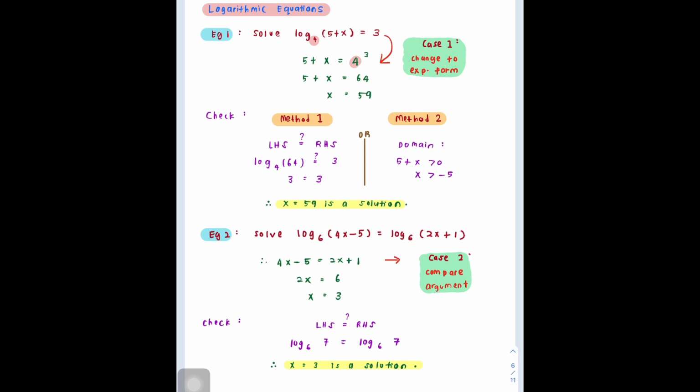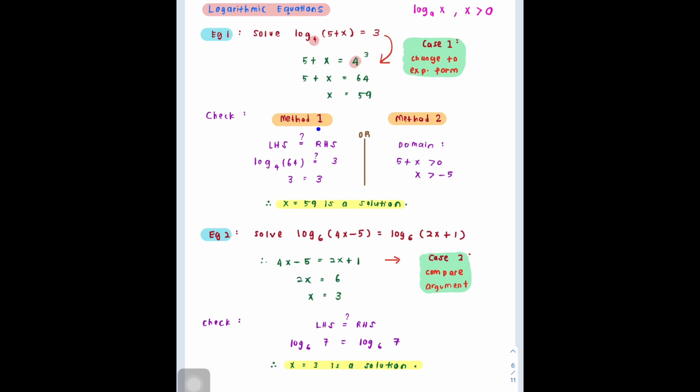So the most important part in log function is you have to show the checking method. Why is the checking method compulsory? Because the log function has a limitation or restriction on the argument. Let's say the general form of log is log base a of x. So x here, which is your argument, is always more than 0. So you have to consider this. Every time you get an answer from the log equation, you must check whether this answer is the true solution.